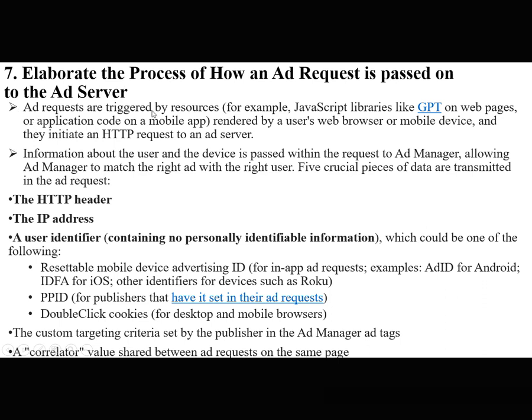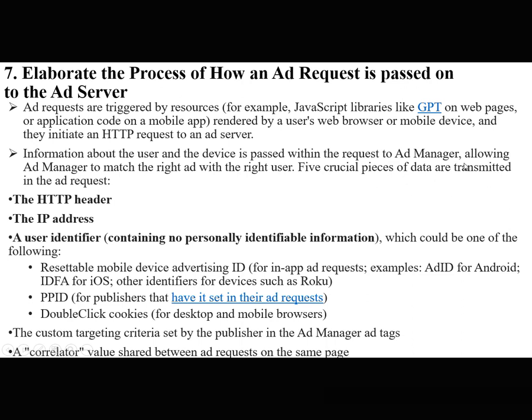So ad requests are triggered by resources, for example JavaScript libraries like GPT, Google Publisher Tag on web pages, or application code on a mobile app, rendered by a user's web browser or mobile device, and they initiate an HTTP request to an ad server. Information about the user and the device is passed within the request to Ad Manager, allowing Ad Manager to match the right ad with the right user.